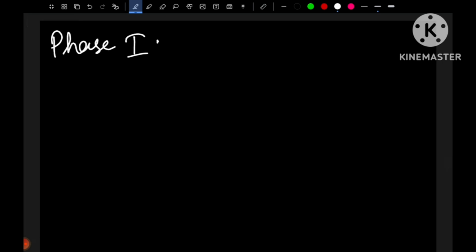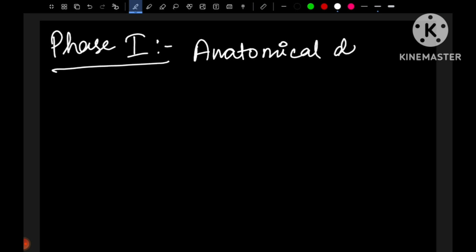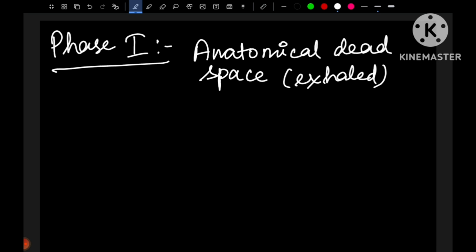First, let's go to phase 1. What does phase 1 denote? Phase 1 denotes the anatomical dead space. So what is anatomical dead space? Let's not go into the full definition. It's the presence of air in our airway. That is basically anatomical dead space. So this anatomical dead space which is exhaled, that is phase 1.